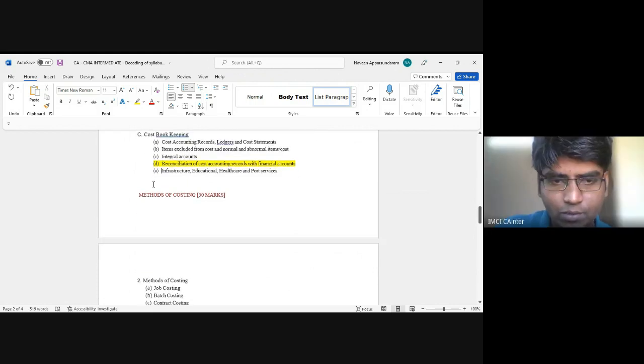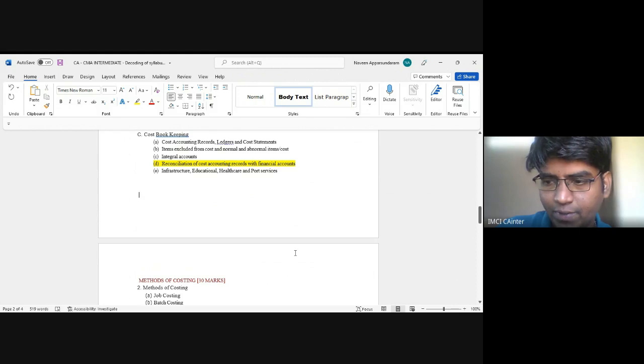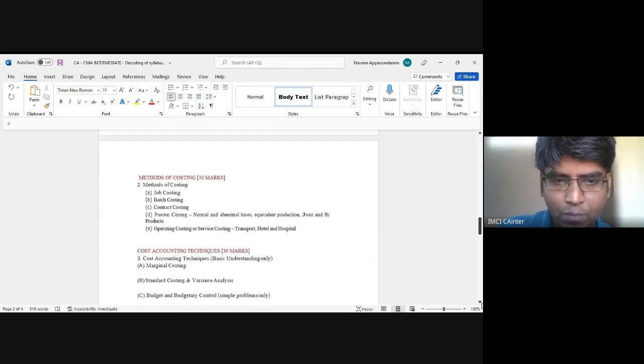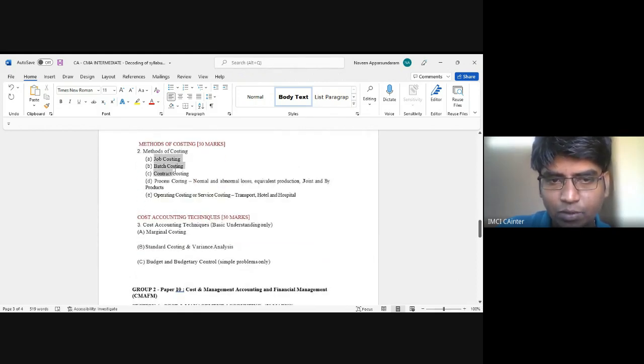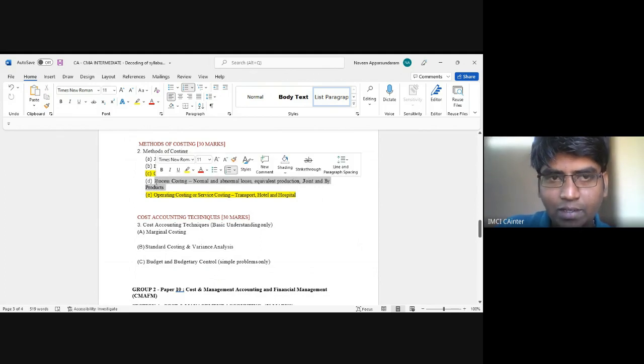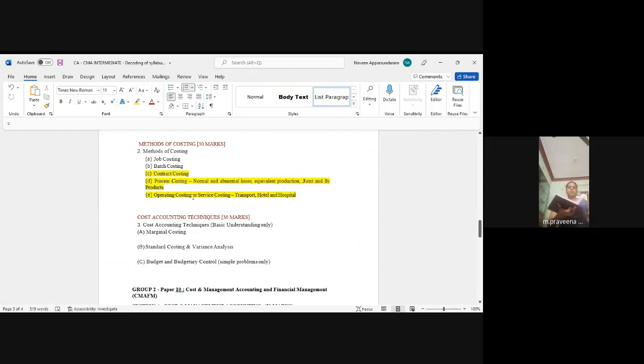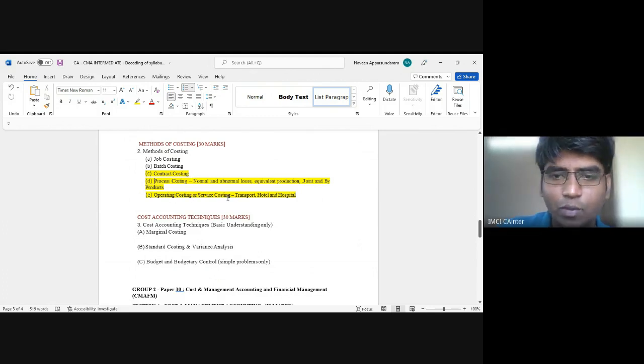Now the second aspect of the bifurcation, method of costing, which is 30 marks. Method of costing covers job costing, batch costing, and contract costing. Every time you will have a question from contract costing, service costing. Here we need to understand categorically where the question has been asked and how repetitive it has been. Even process costing: every question paper will carry these 3 aspects, contract costing, process costing, and operating, which is nothing but service costing.